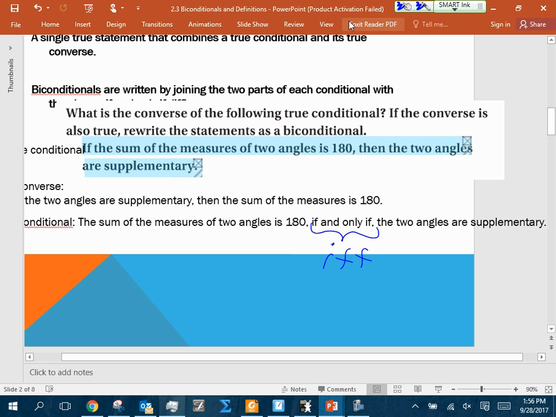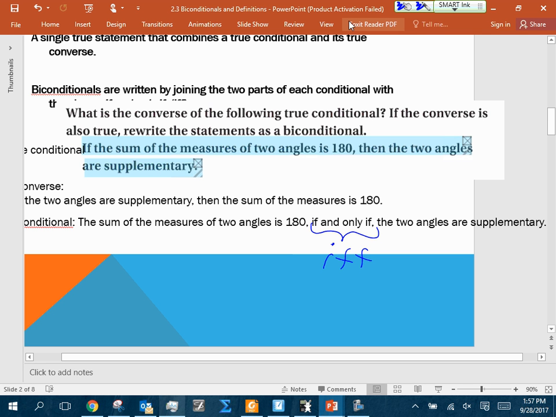But that tells me that I really have two facts inside that statement. Okay? So they're going to ask you in some of your homework, can you build from two conditional statements that you know to be true, and they're converses of one another? Can you build a biconditional?